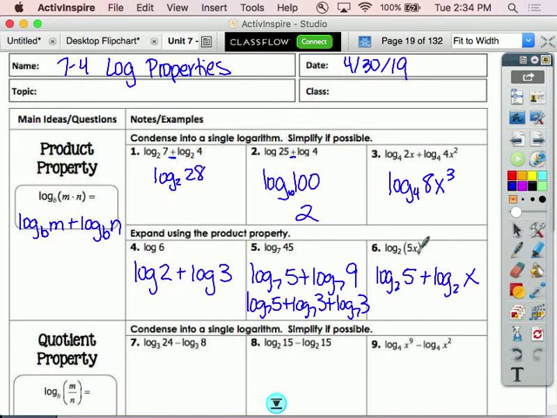Here, 5 times x. So log base 2 of 5 plus log base 2 of x. Times always means multiply, but in log, times means you can add the two logs separately. So looking up here, we have the sum of two logs with the same base, so we just multiply the arguments. So we get log base 2 of 28.